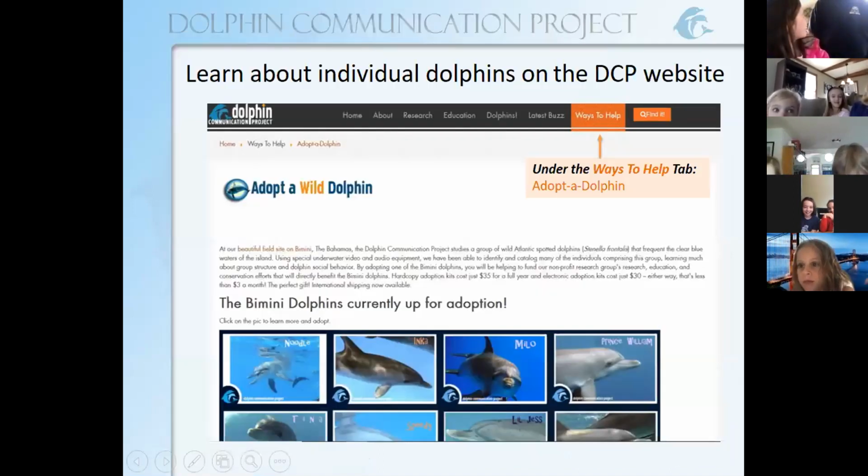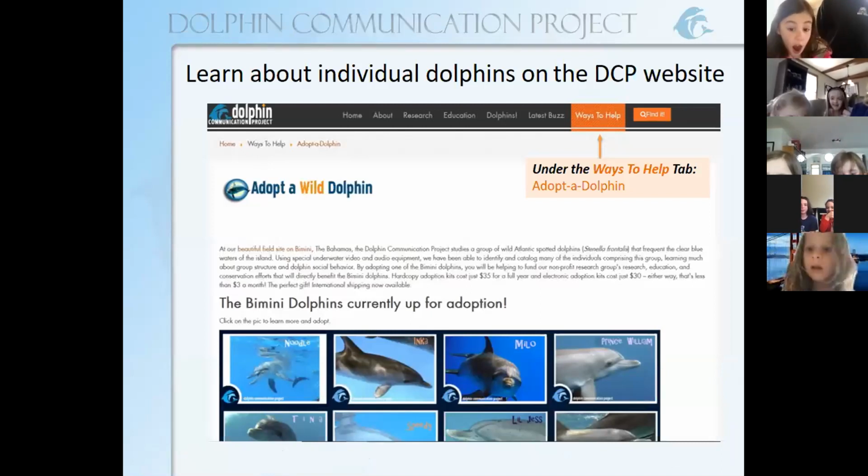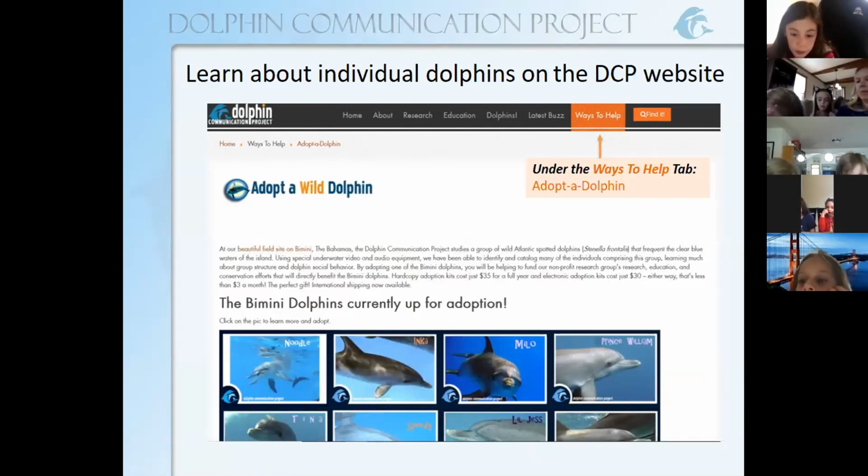So here on this slide, you can see a snapshot of our website. And here is the Adopt a Dolphin selection underneath the Ways to Help tab. And if you want to explore this page later, you can see all of the dolphins in our adoption program. And each of these dolphins is an Atlantic spotted dolphin that we have observed off the coast of Bimini, which is a small island in the Bahamas, and we can tell them apart by using photo identification. So we don't have to tag these dolphins, we don't have to do anything to them in order to tell who's who.